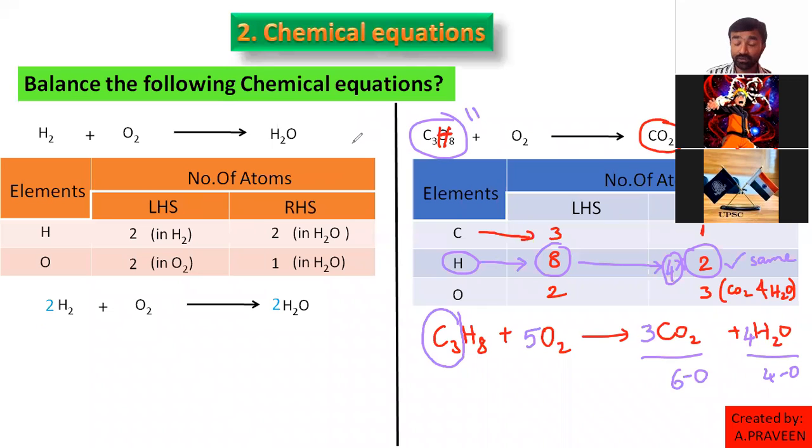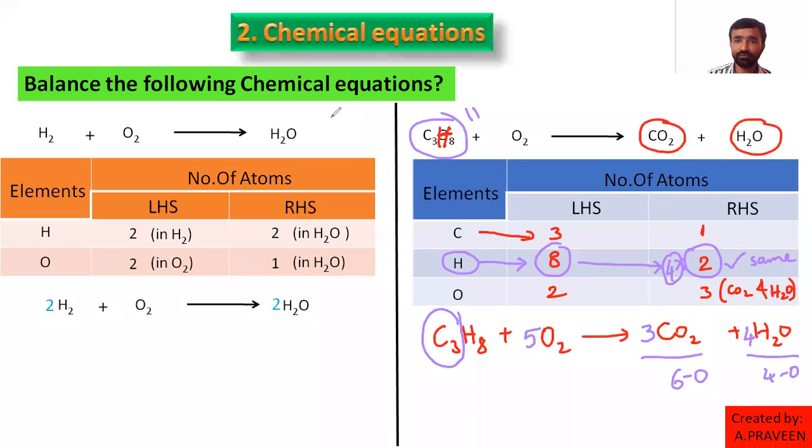Right? This is the trial and error method. You need to reduce your errors by following the logics. Okay, by following the logics. Then we will go for the next example.